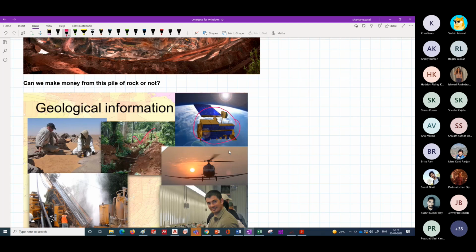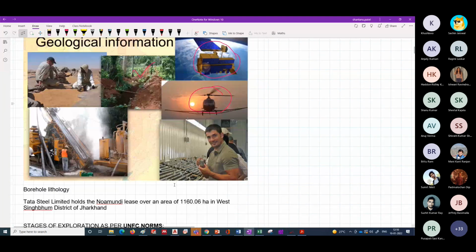Or maybe we can go for an aerial survey, where we put geophysical sensors in an aeroplane and survey the area. And then finally, we go for drilling and take the core out of it, and investigate what kind of mineral is there, where it is present, and how much is present.